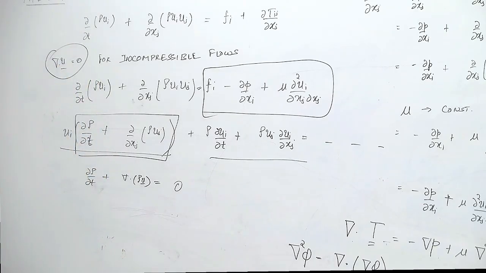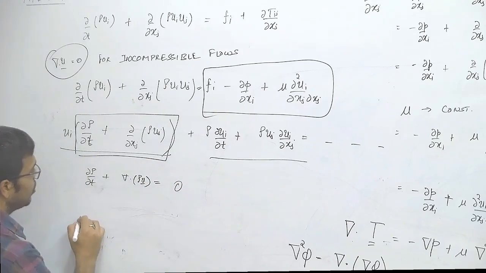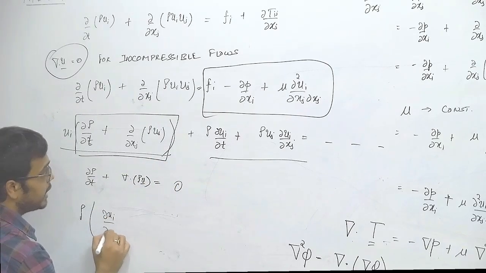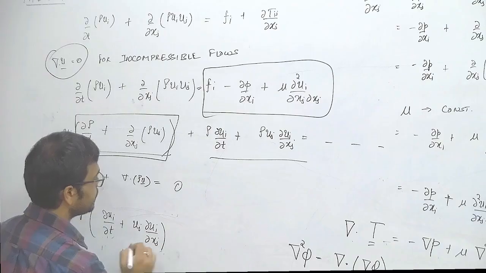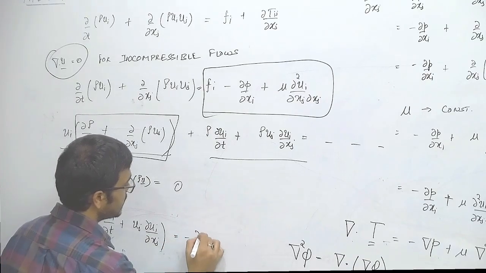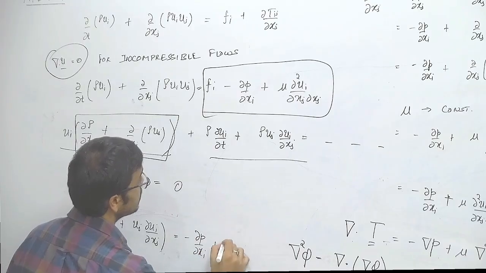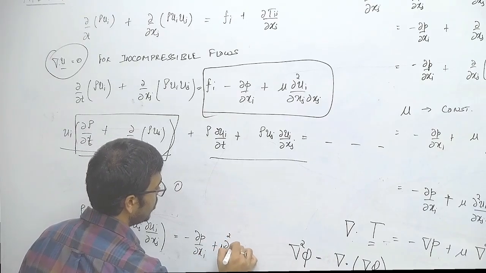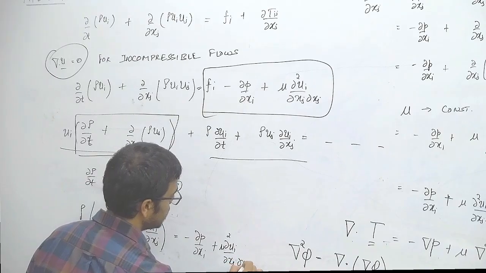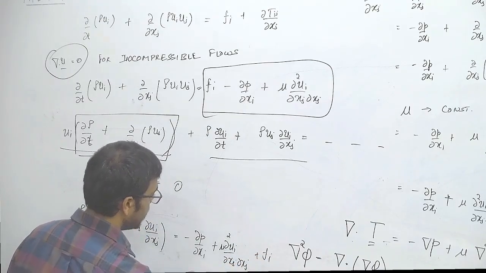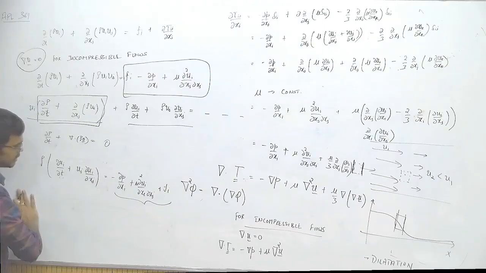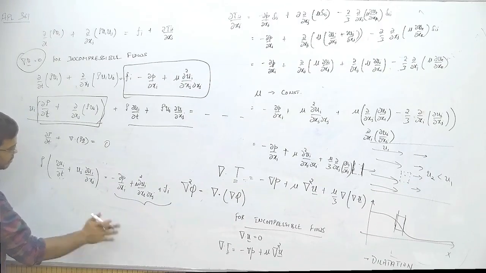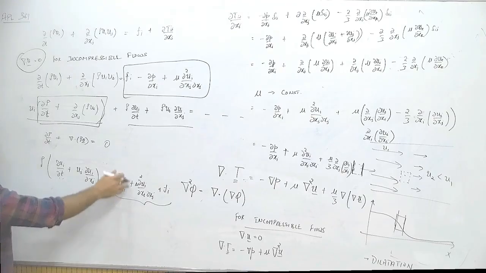The left hand side has simplified to rho times del ui by del t plus uj del ui over del xj equals minus del p over del xi plus mu del 2 ui over del xj del xj plus fi. Now, the right hand side is very specific for my incompressible flow, but the left hand side is not specific to incompressible flows. This is applicable for compressible flows as well, because I have not used the incompressibility assumption anywhere.